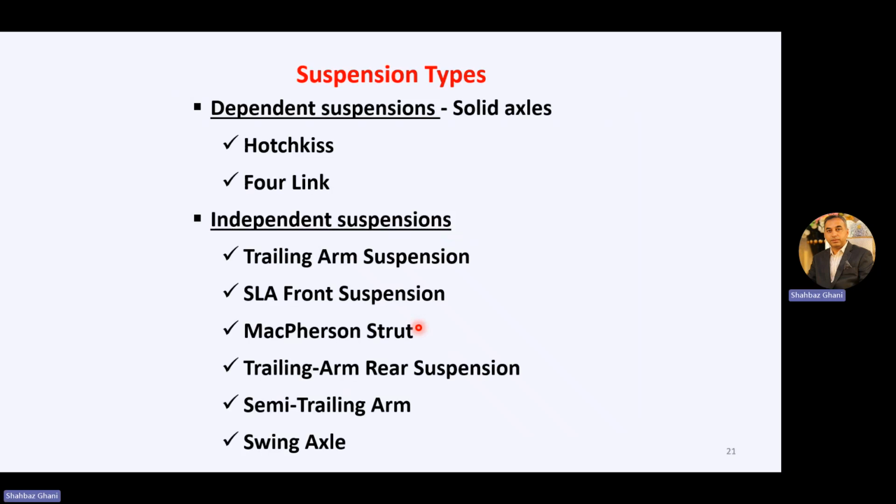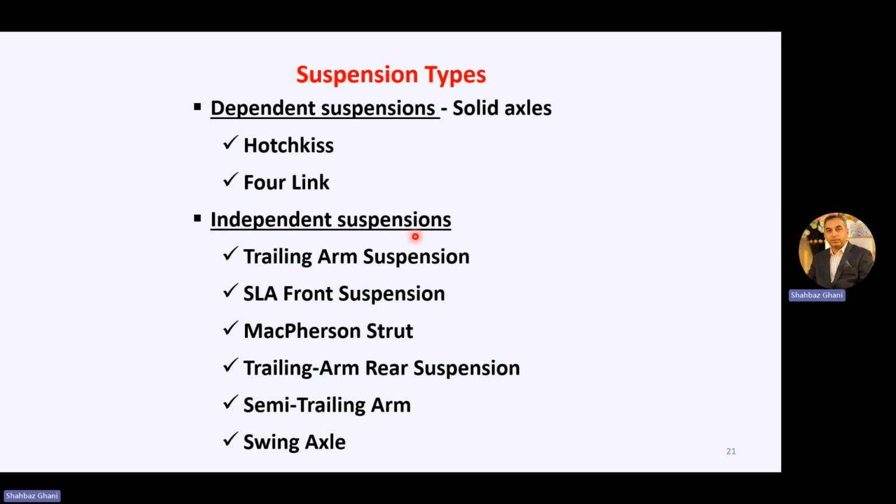So there are basically two types of suspension system. One is the dependent suspension system and the other is the independent suspension system. In the dependent suspension system, we call it solid axles. And in solid axles, we have two further subtypes, Hotchkiss and four links.